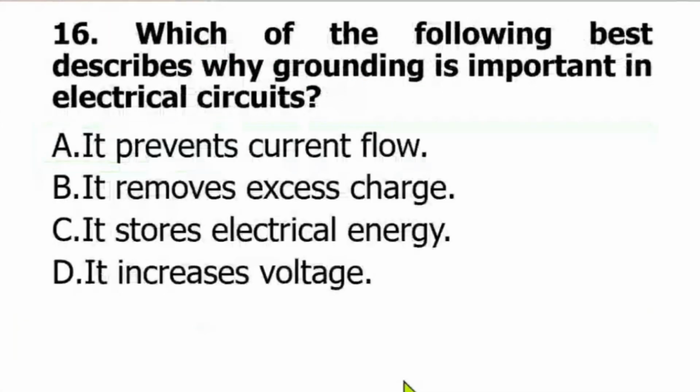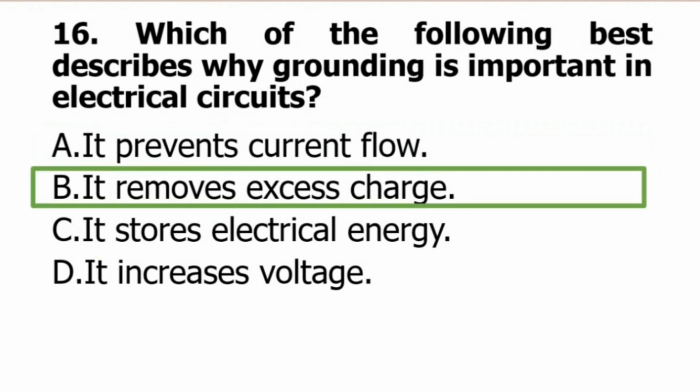Next one is number 16. Which of the following best describes why grounding is important in electrical circuits? Is it A, B, C, or D? The correct answer is letter B. It removes excess charge. Grounding provides a safe path for excess charge to dissipate. When we talk about grounding, it means burying the electrical circuit in the ground. That's why some countries have their electric lines under the ground to dissipate the heat.